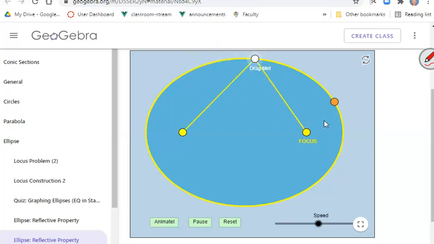If I aimed it over here, it still goes in the hole. What if I aim it over here? It still goes in the hole. What if I aim it way over here? It still goes in the hole. Alright, so no matter where I aim the ball, it goes directly into the hole from the focus.